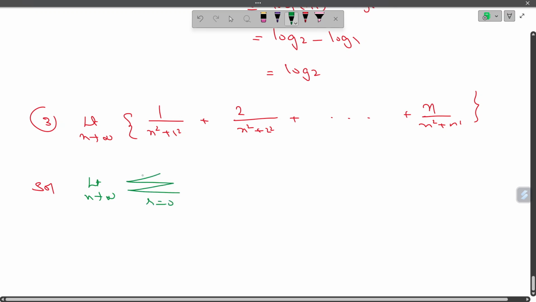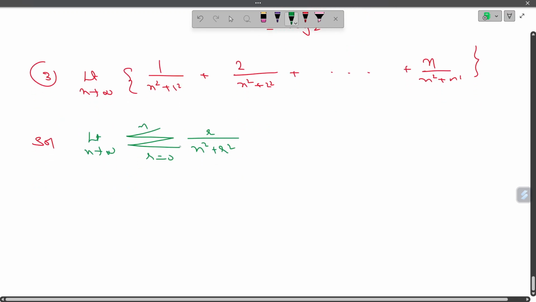summation r equal to 0 to n of r by n square plus r square, because the numerator 1, 2, 3 is also changing, so it should be r. This is limit n tends to infinity summation r equal to 0 to n of r by n square, if you take n square common, times 1 plus r by n whole square.